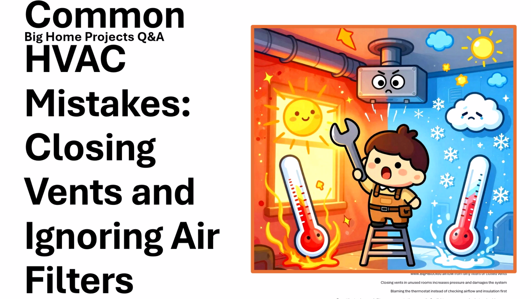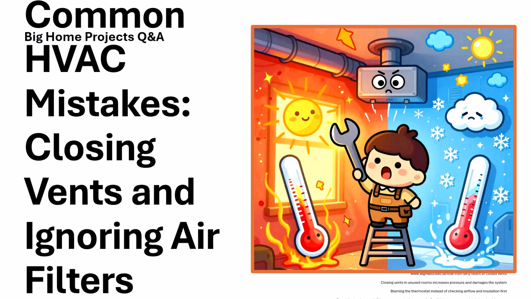Think of your home like a set of pipes carrying water. If one pipe gets pinched or has a hole in it, water does not reach the end properly, and that is exactly what happens with air in your ducts. Dirty air filters, closed vents, or furniture blocking airflow can stop air from moving where it needs to go.